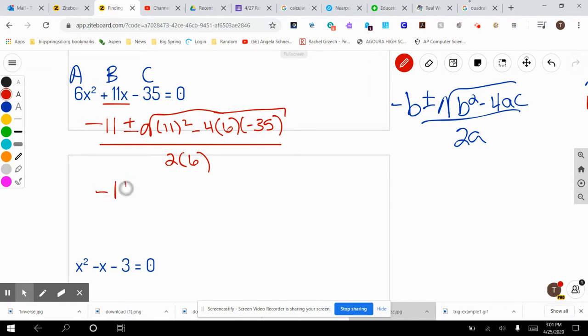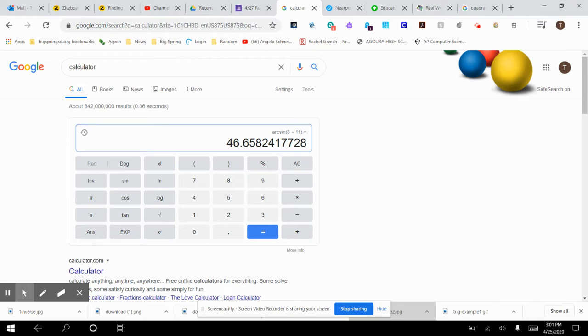So there's really nothing we do here. Negative 11 plus or minus the square root. 11 squared should be 121. Okay. Now this is like negative 4 times 6 times negative 35. So if I go over here, I can do that in my calculator. So let's see, how do we do negatives here? So negative, nope, that doesn't work. Maybe we don't do negatives on this one. Well, I know I have two negatives, so the answer is going to be positive.